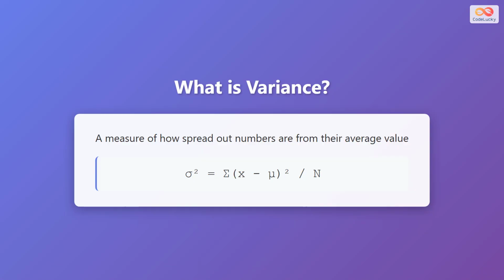Variance is a measure of how spread out numbers are from their average value. The formula shows sigma squared equals the sum of x minus mu squared divided by n. In simpler terms, we find the difference between each value and the mean, square those differences, and then average them. A high variance means your data points are far from the mean, while a low variance means they're clustered close together.